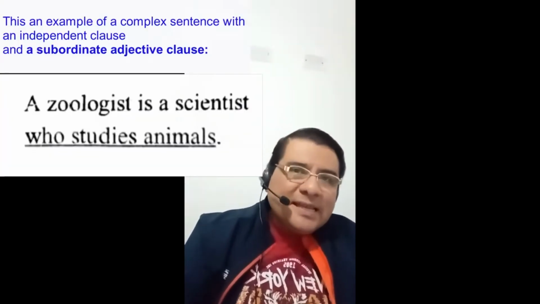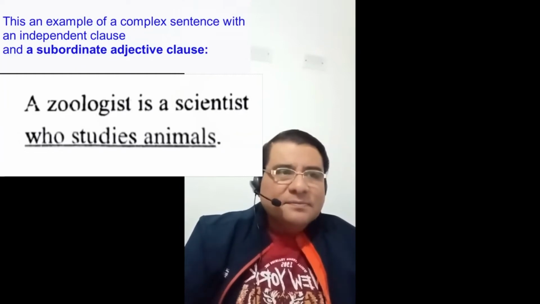A subordinate clause sometimes can work or perform as an adjective or an adjective modifier. That is, a phrase or word that can describe or modify a noun or a noun phrase. Let's see. A zoologist is a scientist who studies animals.